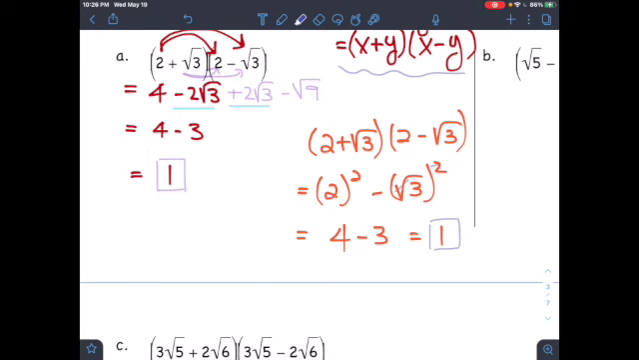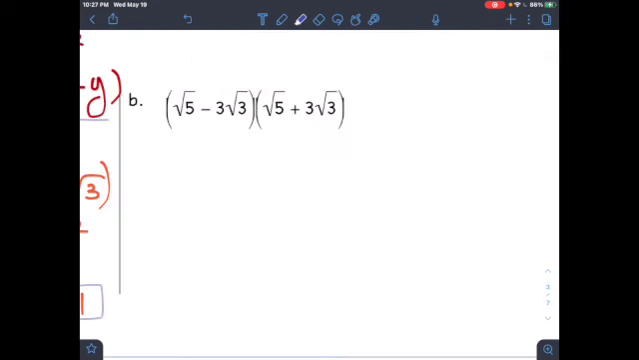You should be able to say, 2 squared is 4. Root 3 squared, just 3. 1. There's your answer. Try example B and C using the shortcut. If you want to multiply it out using the long way, you are more than welcome to. But I'm going to show you the shortcut.